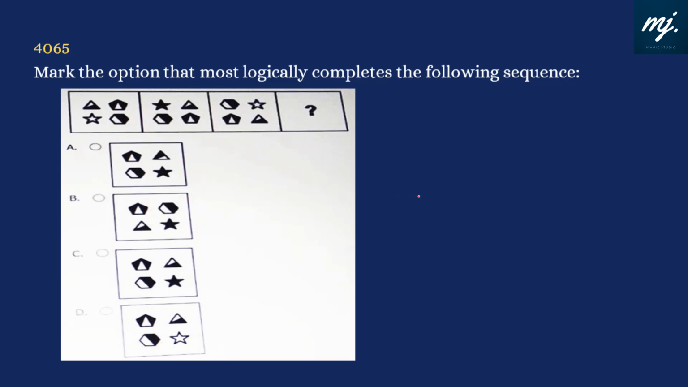Okay, one more. Mark the option that most logically completes the following sequence. Let us see how the number is going. Then 1, 2, 3, 4. 1 has become 2, so 1, 2, 3, 4, but it's been shaded. Then 2 has become 3, but non-shaded. That means it should come at 4th position. 4th position should be shaded.